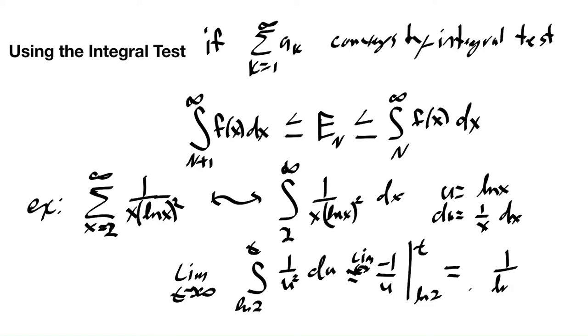And then as we take the limit as t goes to infinity, we get 1 over the natural log of 2. So that's why that thing converges. But if I wanted to estimate my error, what would I do? Suppose I want to estimate my error.